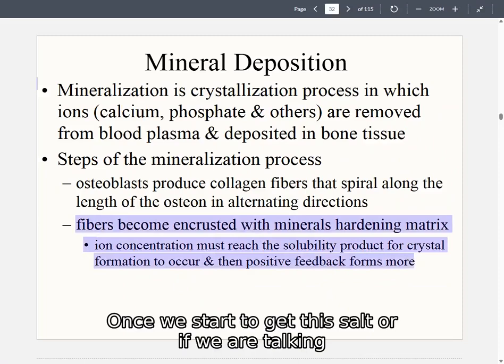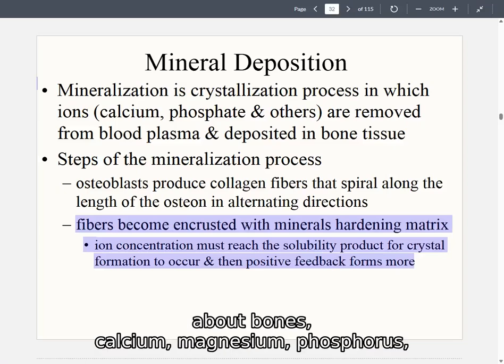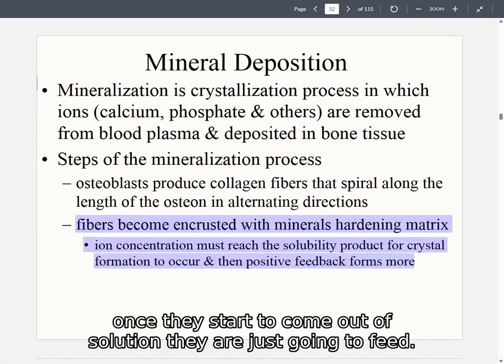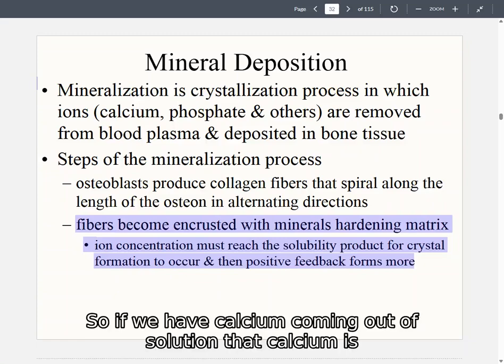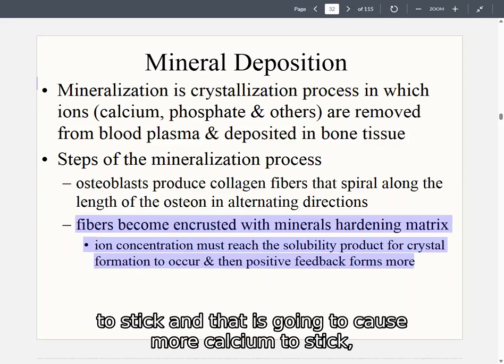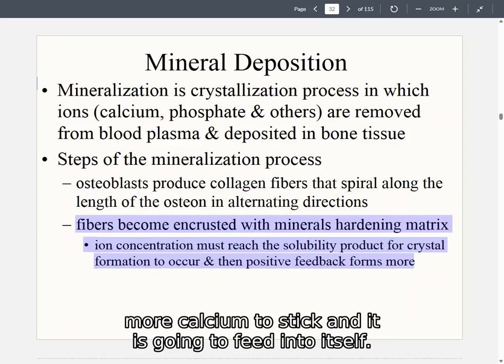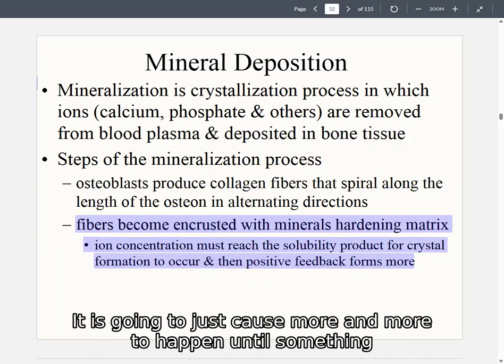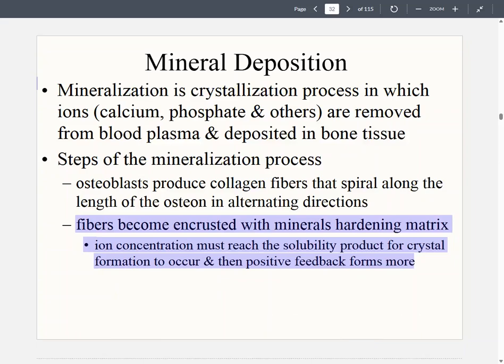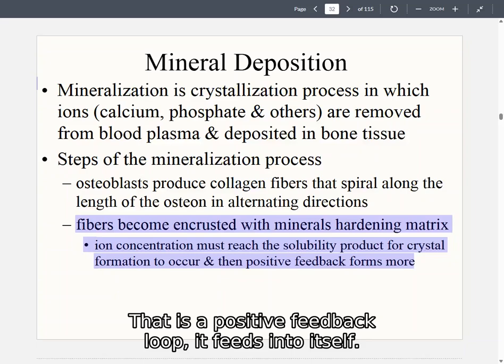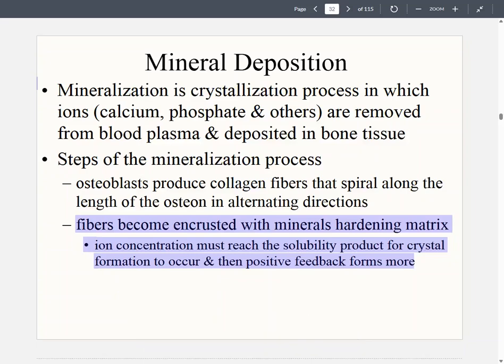Once we start to get this salt, or if we're talking about bones, calcium, magnesium, phosphorus, once they start to come out of solution, they're just going to feed. So if we have calcium coming out of solution, that calcium is going to cause more calcium to stick, and that's going to cause more calcium to stick, and it's going to feed into itself. It's going to just cause more and more to happen until something causes it to cut off. That is a positive feedback loop. It feeds into itself.